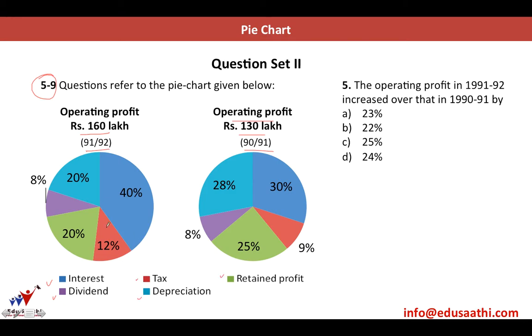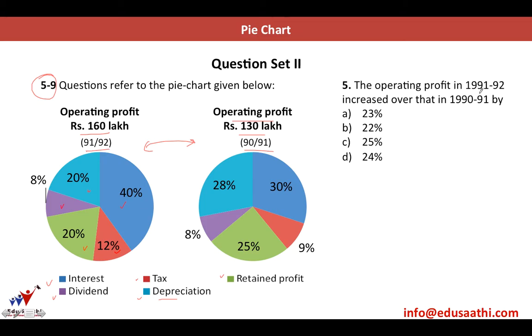We have interest, which is depicted by this blue color. We have tax by the red color. We have retained profit by this green color. Purple represents dividend, and the sky blue color represents depreciation. So the same pie chart is used for 2 years. Now that we've understood the pie charts, let's look at the first question.